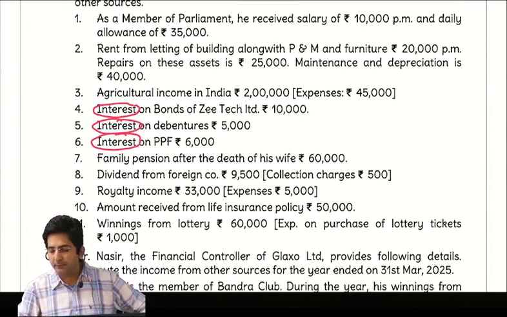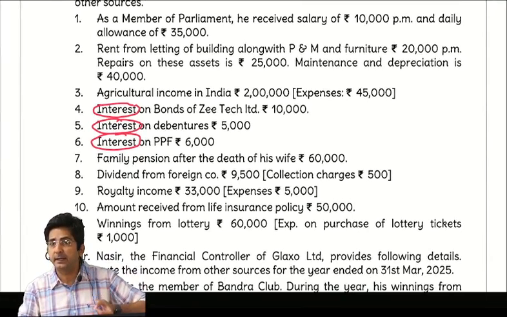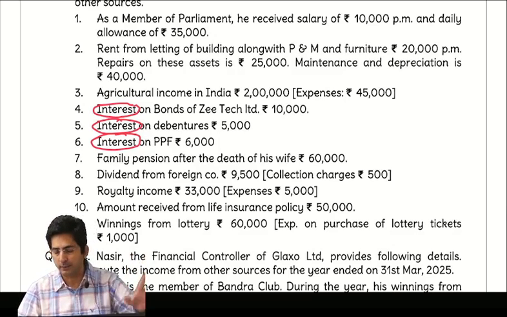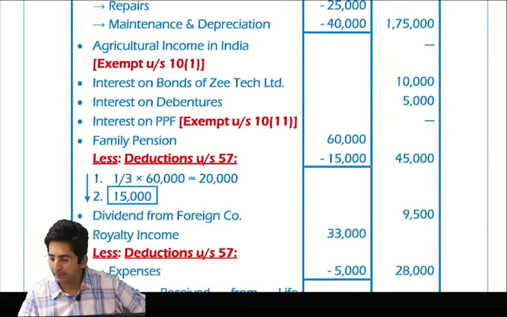Then, family pension after the death of his wife. See, whenever it is family pension, you should always take standard deduction, 1/3 or 15,000, whichever is lower. But you should check, is he an army employee or general? General. Then only standard deduction. For an army employee, it's fully exempt, you put a dash only. So see, this is a normal employee's family pension. So see how I have shown.